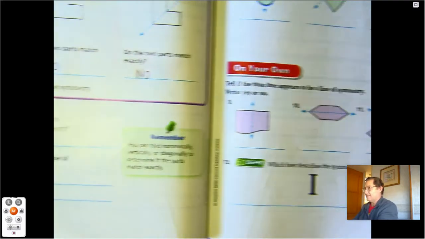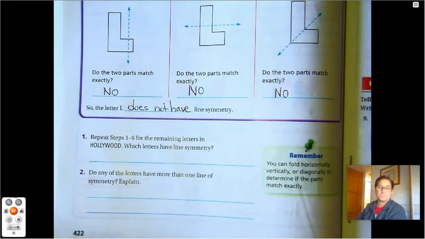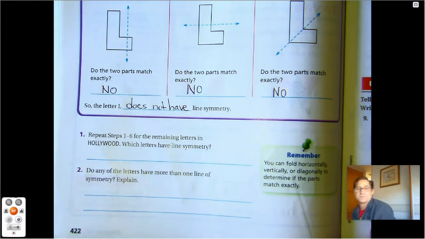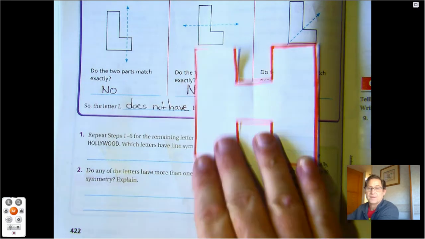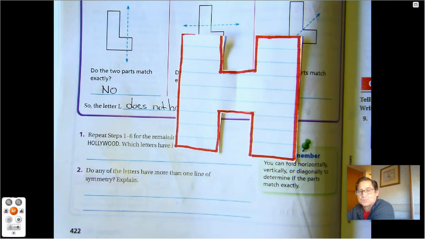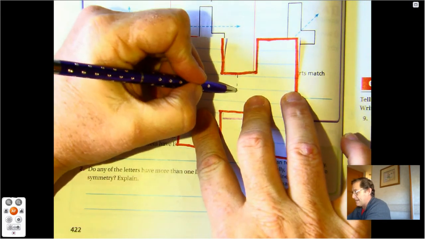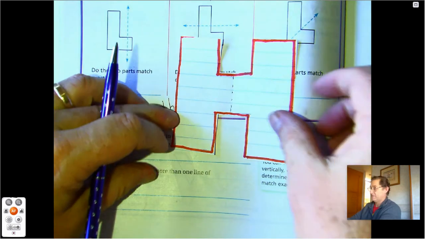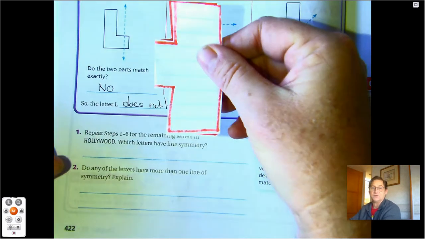All right. Then it wanted us to repeat those steps for numbers. Repeat steps 1 through 6 for remaining letters in Hollywood. Okay, so I made the letter H. I cut it out. And I need to see if it has line symmetry. Well, I'm thinking that if I divide it exactly in half right there, that when I fold it, they're going to match. And they do.